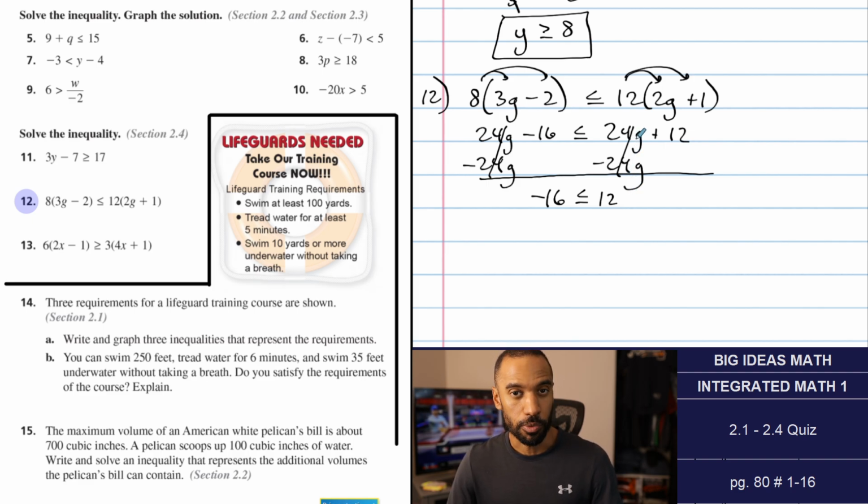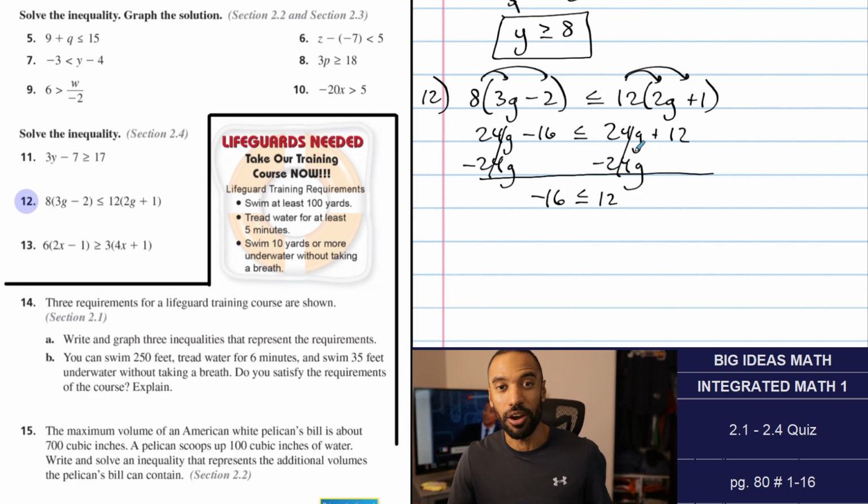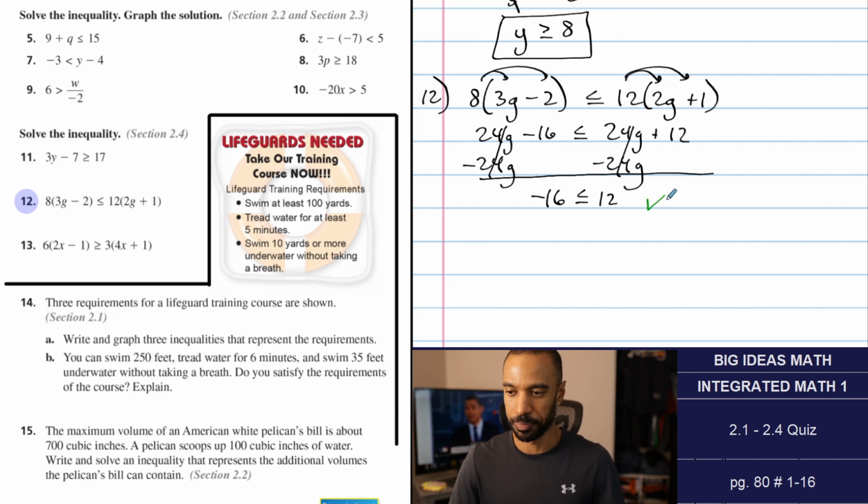Now, we've seen this before. This is a special case. It doesn't necessarily mean no solution. In fact, here it doesn't mean no solution. Is negative 16 equal to 12? No. But is it less than 12? Yes. Will it always be less than 12 no matter what you plug in for g? Apparently, because the g's are irrelevant to the problem. They wipe each other out. It's balanced on both sides. This is a true statement.